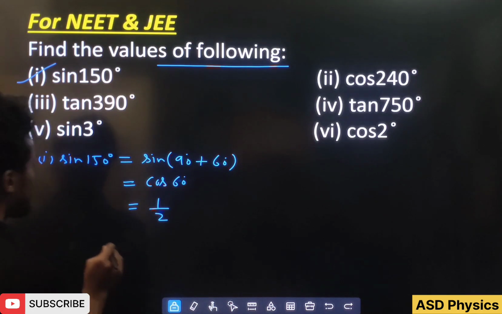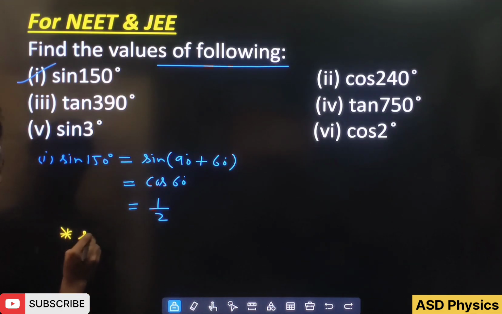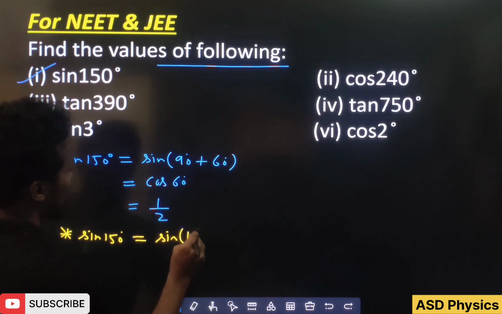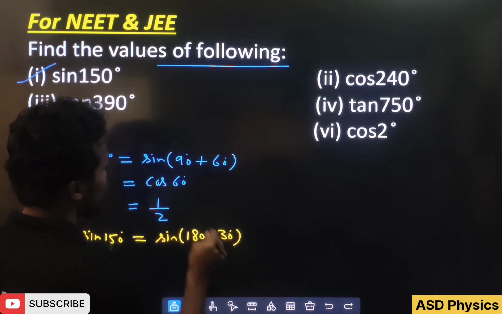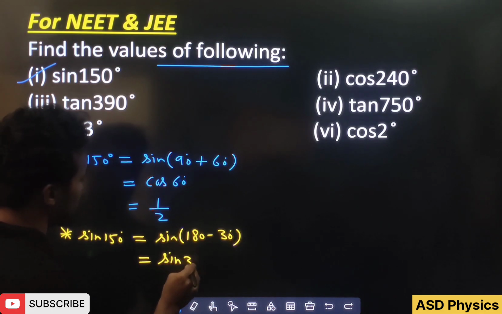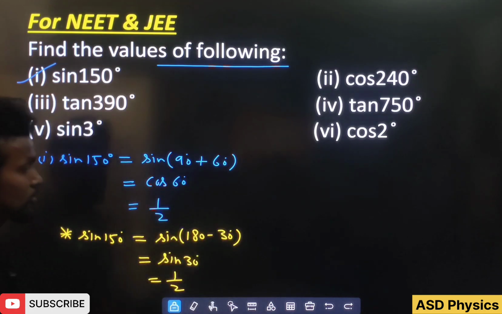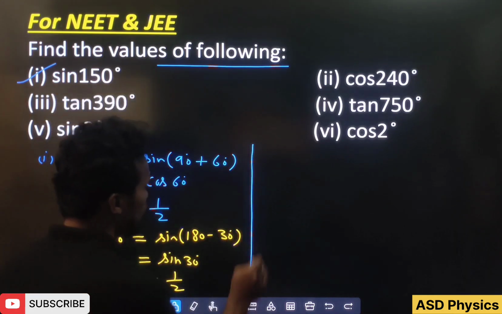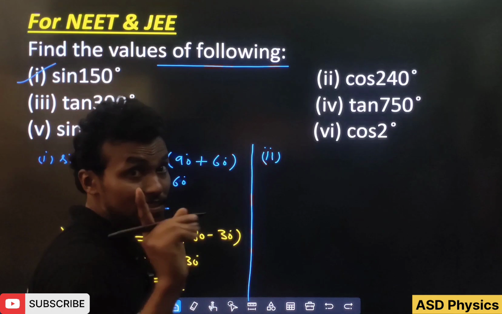And remember that we can solve this sine 150 another way also. We can write sine of 180 minus 30. So here it will become sine 30, and again the value is coming half. So you can see very well, you can write 90 plus or 180 minus depending upon your situation. No problem. Okay, second one, let's see, students.